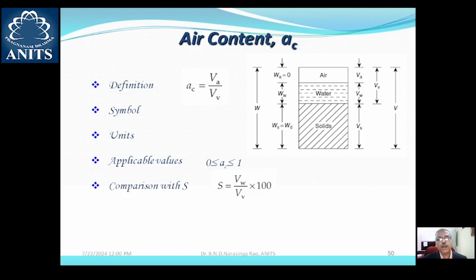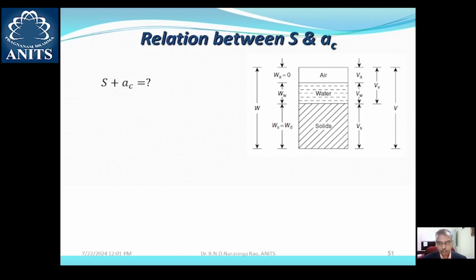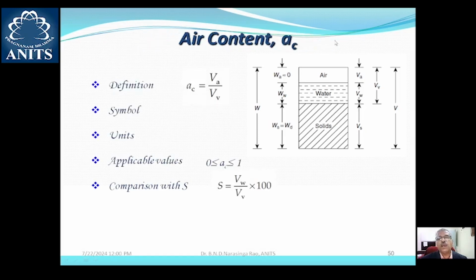And if you compare, as I mentioned, the denominator is same for both. For a dry soil, there is no water and degree of saturation will be 0, and air content will be equal to 1. For a fully saturated soil, the entire void space is occupied by water, and therefore air content will be 0 and degree of saturation will be 1.